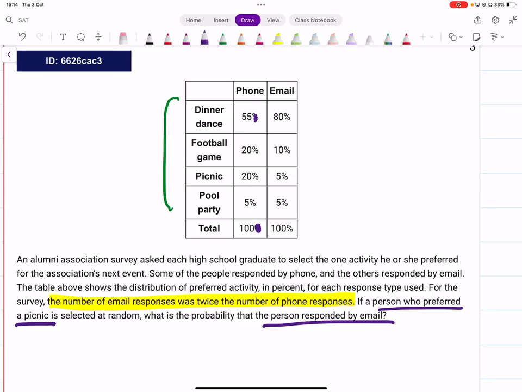Let's get rid of the percentages. Let's say out of 100, 55 preferred dinner dance. I'm not sure why that would be, but that's what they're saying. Out of 100, they're selecting 55. And then football game is 20 and so on.